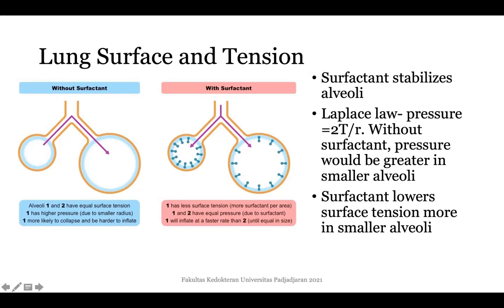Okay, so I want to repeat once more. You want to have this pressure equal in these two different alveoli, right? The law of Laplace says that the pressure in the alveoli is equal to 2 times the surface tension divided by the radius. So if you have a smaller radius, you have a bigger surface tension, so you will have the same pressure.